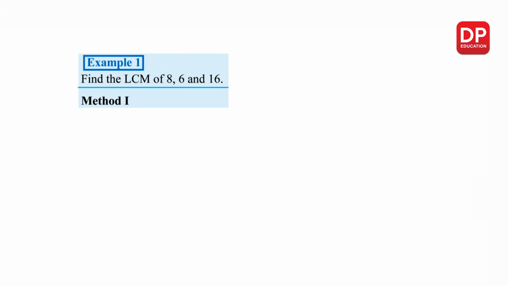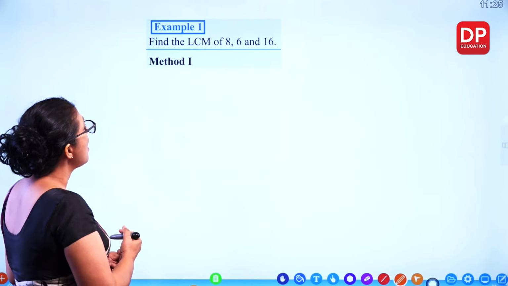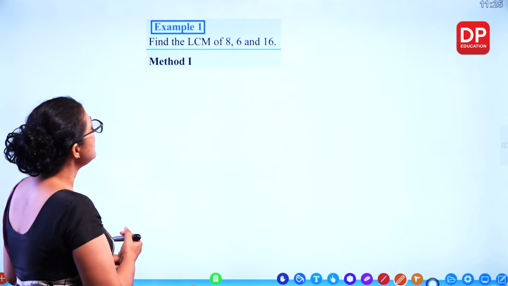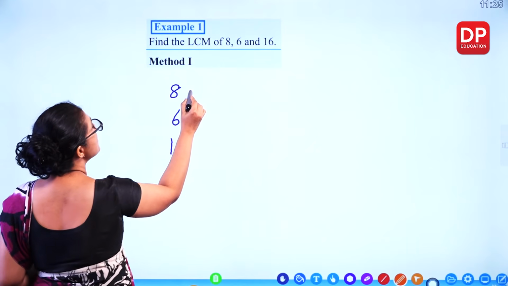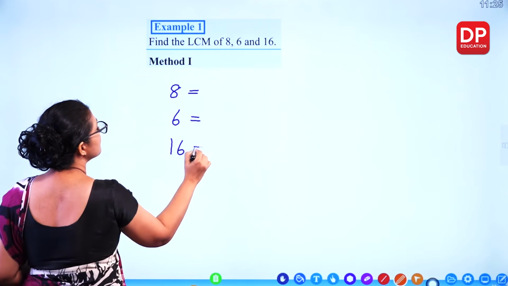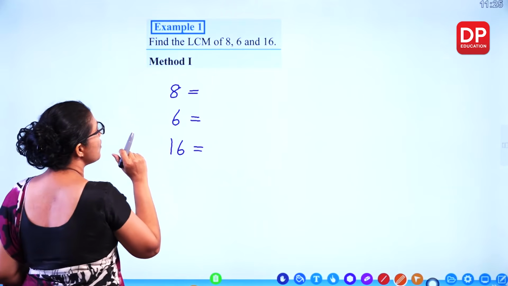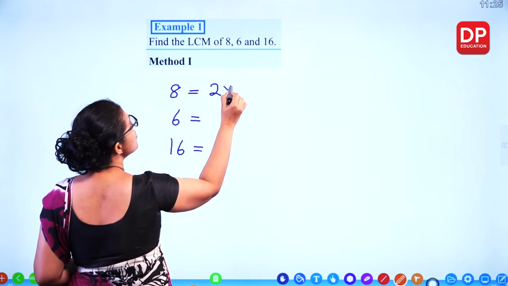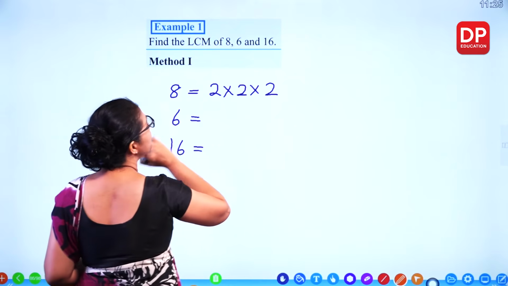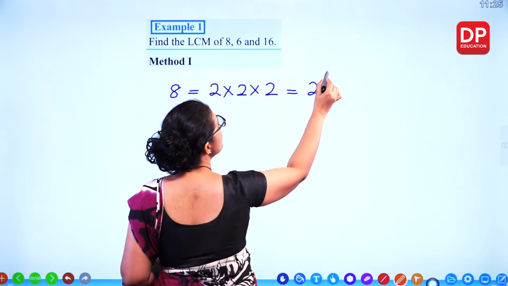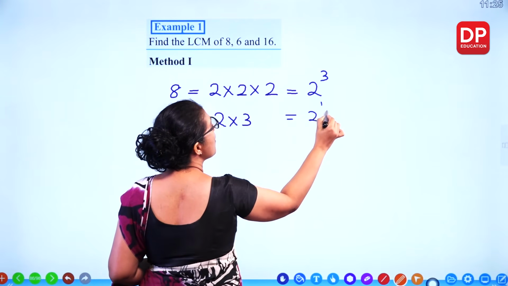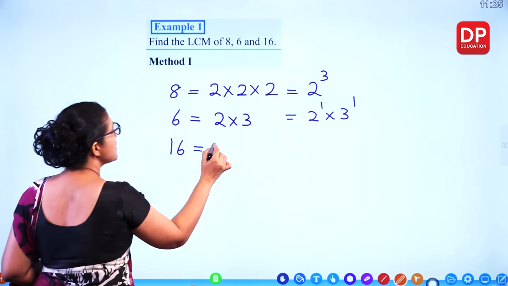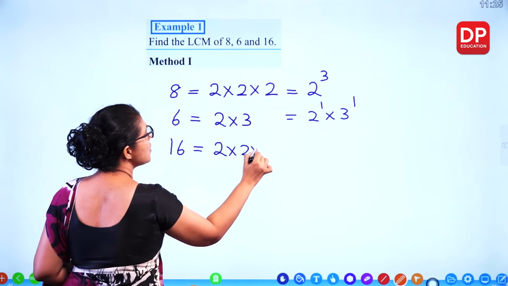Example number 1, find the lowest common multiple of 8, 6 and 16. How we find out the lowest common multiple? We'll first find out all factors and see which one is the lowest. 8. How can you write? 2 times 2 times 2. I can write 2 to the power 3. 6, 2 times 3. 2 to the power 1 and 3 to the power 1. 16, 2 four times.